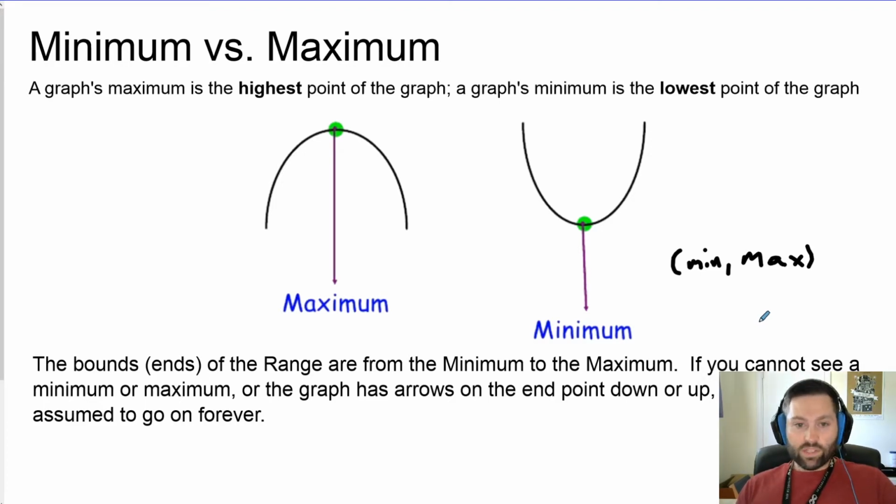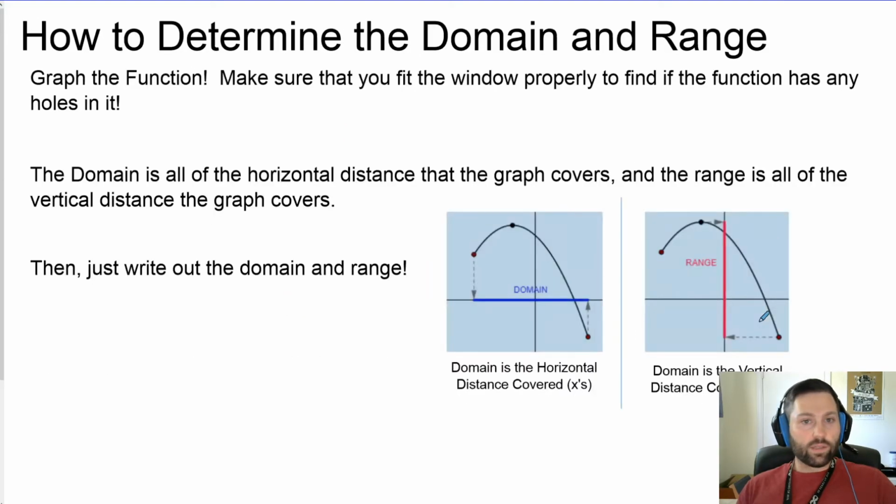So let's go ahead and proceed to the next part I have, which is how are we going to determine the domain and range? The best way to determine the domain and range of a function is to graph it. Make sure that you fit the window of your calculator properly to see if it has any holes in it. Look to see if it ends at any point. Look to see if there's anything missing, etc.